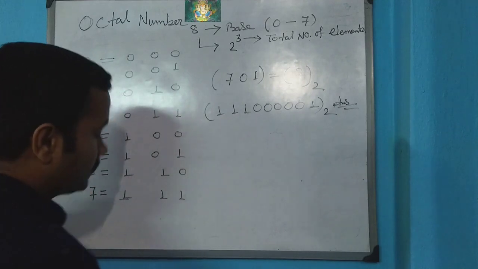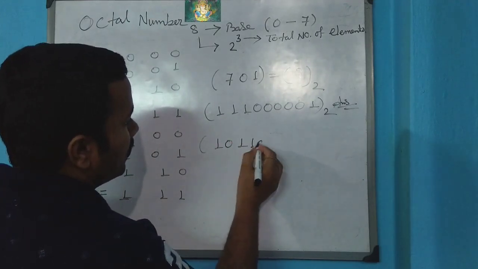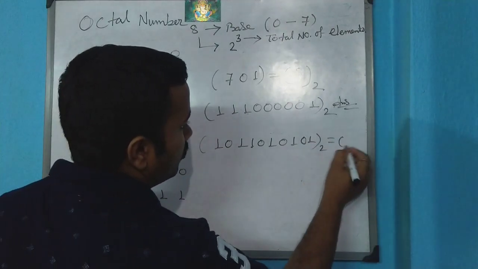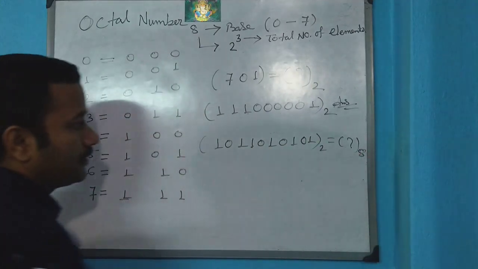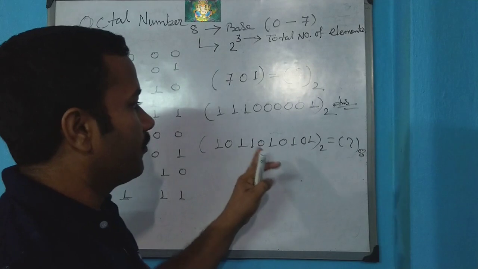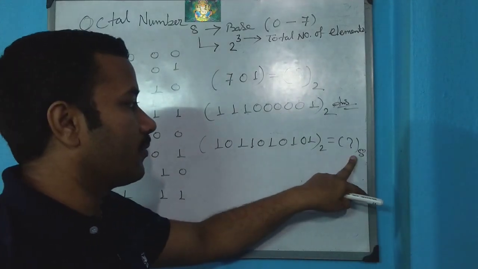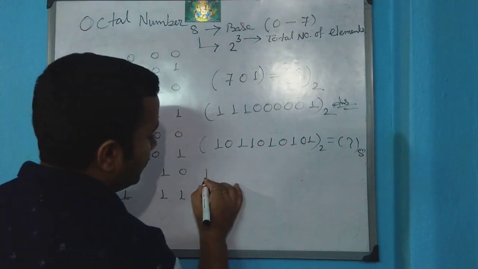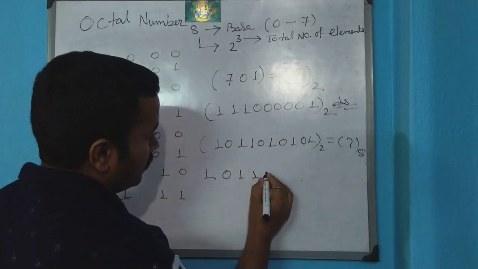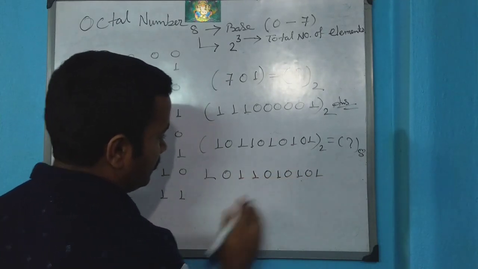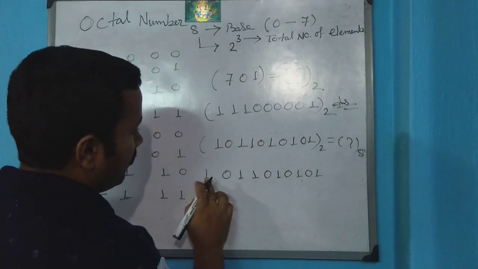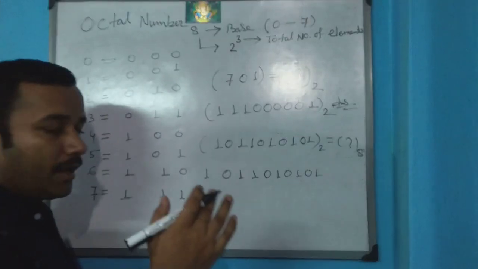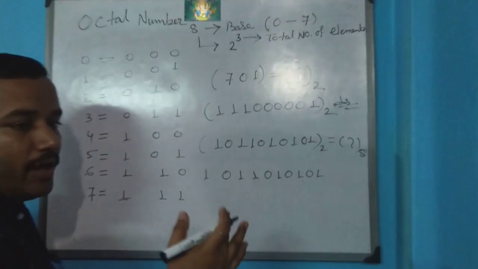Suppose 101101010101 in base 2, and we want octal, base 8. Now we convert a binary number to an octal number, binary base 2 to octal base 8. So first write this number here: 1 0 1 1 0 1 0 1 0 1 0 1. Then calculate from right to left.